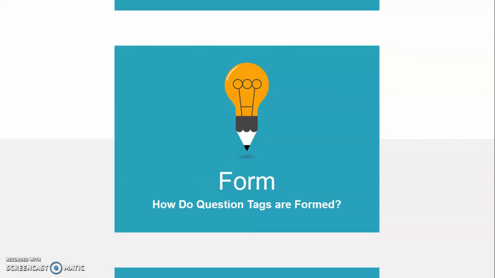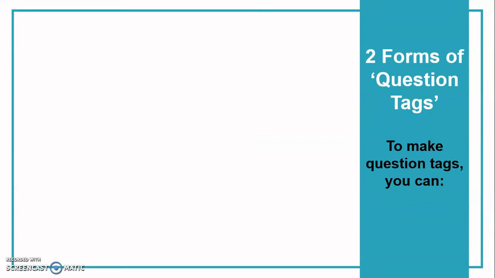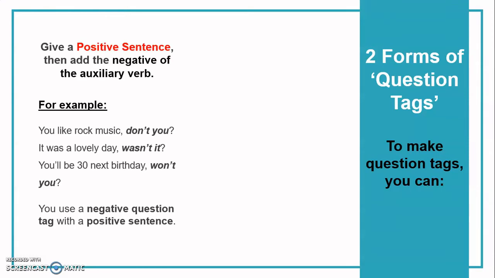Now let's come to the form. How are question tags formed? Well, we have two forms of question tags. To make question tags, you can firstly give a positive sentence, then add the negative of the auxiliary verb. Look at the examples. You like rock music, don't you? It was a lovely day, wasn't it? You'll be 13 next birthday, won't you?